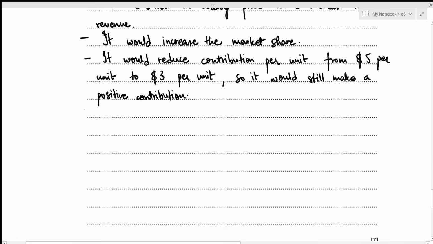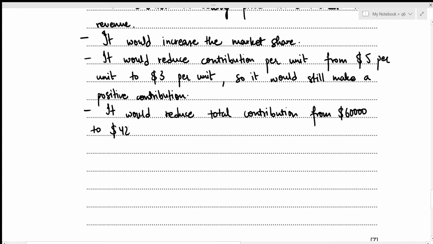Let's write it down. It would reduce total contribution from 60,000 to 42,000, and hence the total profit would fall.